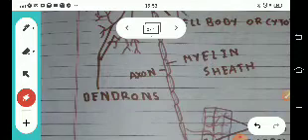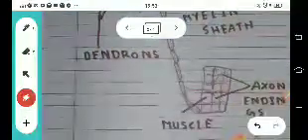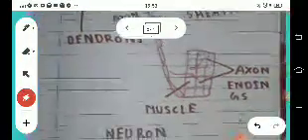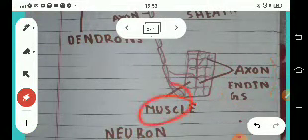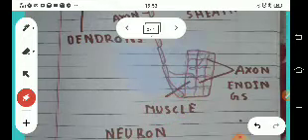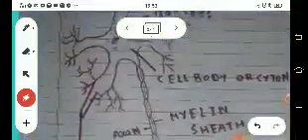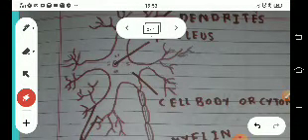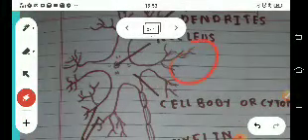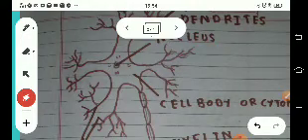Now let us move further, and these are the axon endings. And this is the muscle. I have also talked about impulse. Messages travel along the nerve cells or neurons in the form of a wave of a chemical substance which is known as an impulse. An impulse is also like an electrical signal.